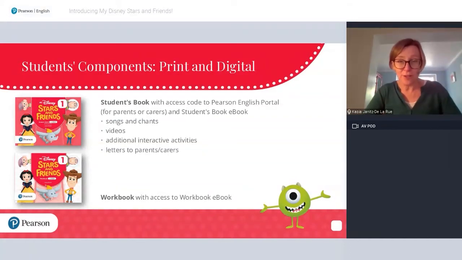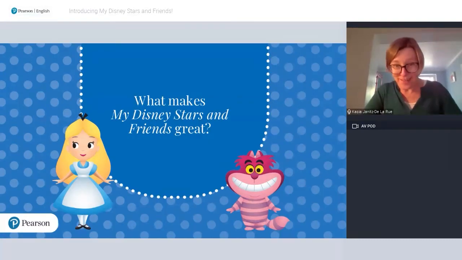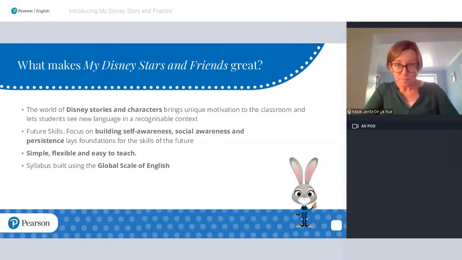And now that we have covered all the basics, we can move on to the fun bit, which is all about the actual features of the course. So, as I mentioned at the start, there are several key things that we believe really make the course great. The first one is the world of Disney stories and characters, which really brings this unique motivation to the classroom and lets students see the language in a context that they recognize.